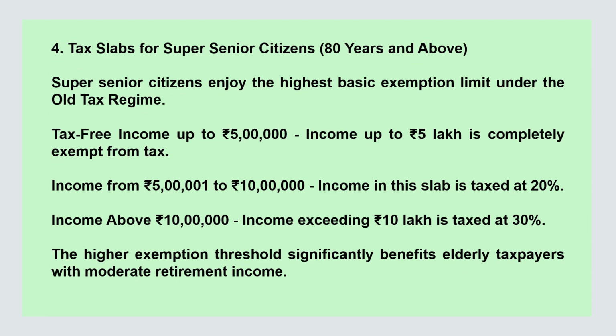Fourth, tax slabs for super senior citizens, 80 years and above. Super senior citizens enjoy the highest basic exemption limit under the old tax regime. Tax-free income up to rupees 5 lakh: income up to rupees 5 lakh is completely exempt from tax.